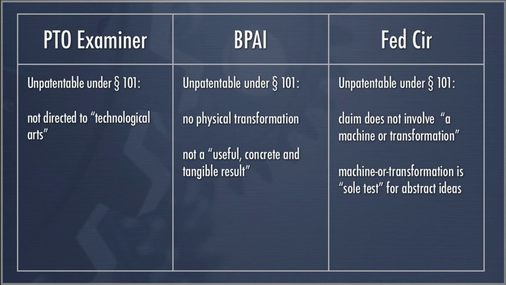This is a huge change from State Street, as you can imagine. Because now we've gone from all that you need to show, under State Street and AT&T versus Excel, is a practical utility, that the claim actually is applied in some practical fashion, has an actual result, and now instead the Federal Circuit says you have to have a machine or a transformation or there's no patent. So it goes to the Supreme Court and ends up there in the 2009-2010 term.